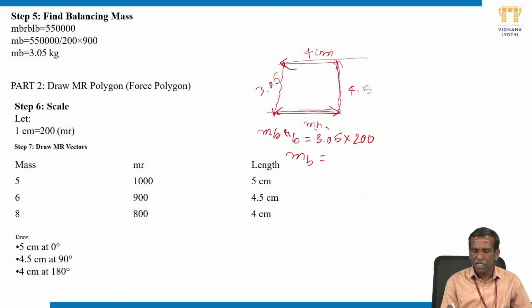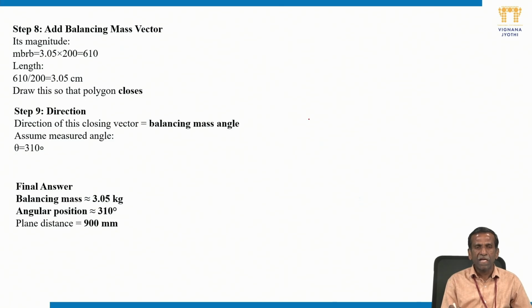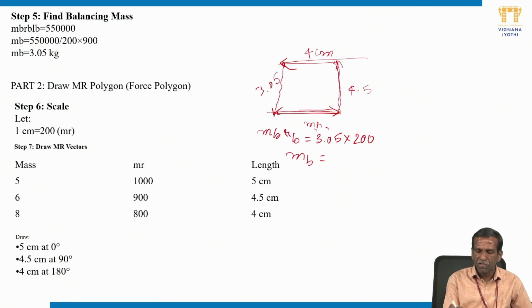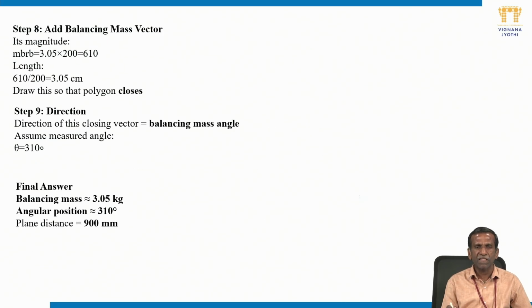Are you able to understand? This is verification for the previous problem. Once you know MB, draw the force polygon and check whether you get the correct value. That means your previous value is correct or not. You can check by drawing the force polygon. Direction also, as I mentioned, you can see what the angle is. The fourth force we can check and measure from the force polygon, and we can mention that angle. You are going to get a 310 degree angle direction, by measuring from the force polygon.